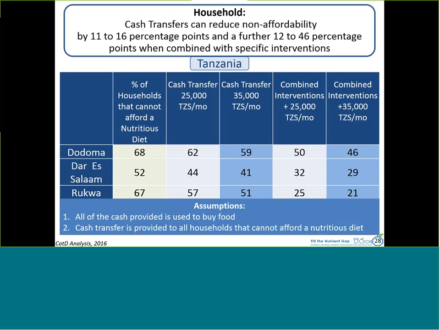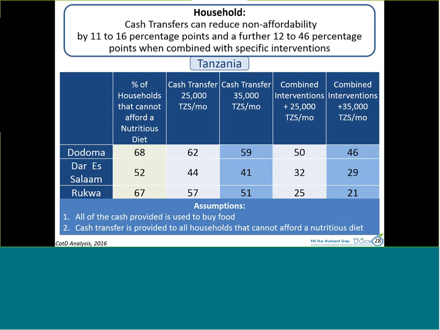When we combine these with cash transfers, we can see that non-affordability improves even further. Cash transfers alone, we found, reduced non-affordability by 11 to 16 percentage points. And when these were combined with specific interventions, so we're talking about the targeted interventions at each of the individuals, which is a multi-micronutrient tablet for the lactating woman and the adolescent girl, a small quantity LNS for the child under two, and fortified staples provided to the household at market price, we found this combination of interventions combined with a cash transfer could reduce the non-affordability of a nutritious diet by 12 to 46 percentage points.